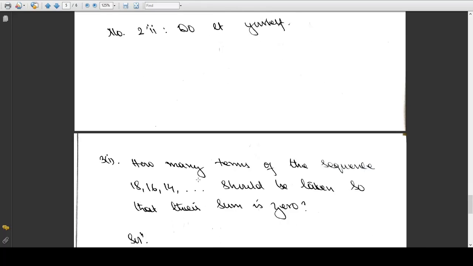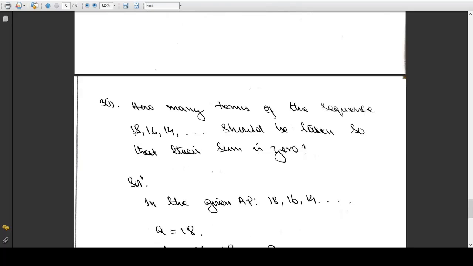Okay, now we'll move ahead with number 3. From number 3, how many terms of this given sequence should be taken so that the sum should be 0? If you see here, 18 to 16 is decreasing by 2. 18, 16, 14, 12, 10, 8, 6, 4, 2, 0, minus 2, minus 4, minus 6.